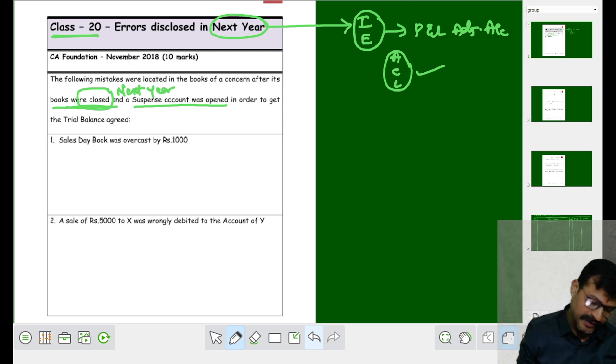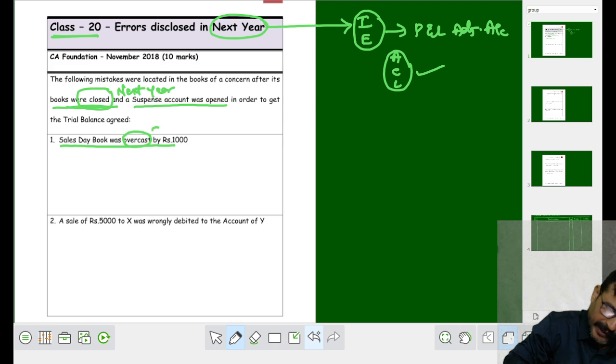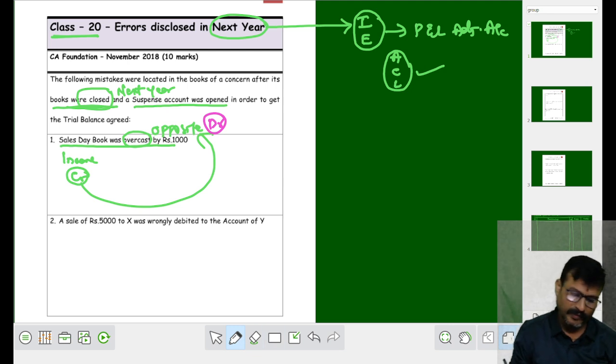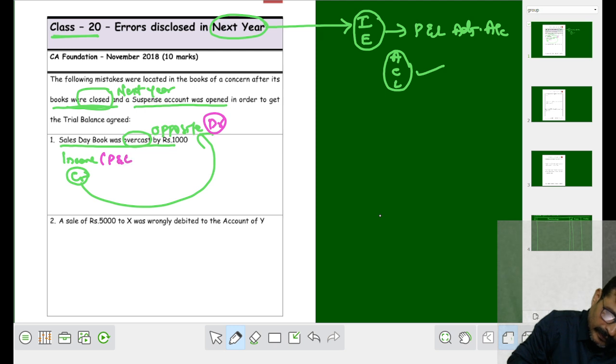Fine. The first concept: sales day book over cost. Over cost means we have to take it on the opposite side. Sales means income. Income is what balance? Credit balance. When you take it on the opposite side, instead of the credit side, it comes on the debit side. In the place of income, we have to use profit and loss adjustment account.